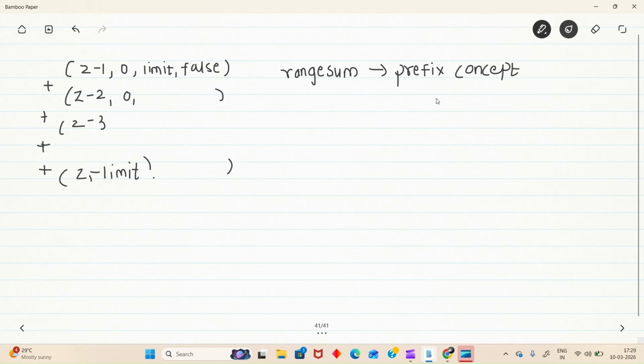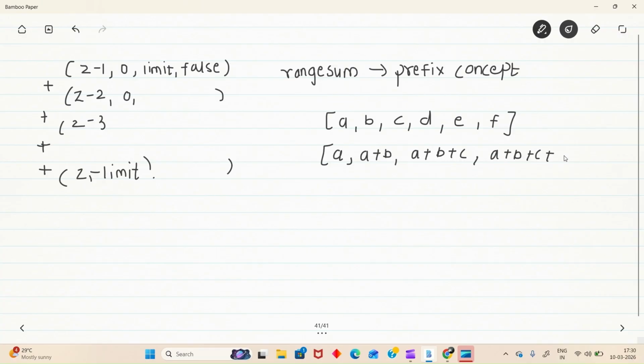If you are aware of the prefix concept, let's say for example you have an array of a, b, c, d, e, f. These are numbers I have just taken as a, b, c, d, e. What will be your prefix sum array? It will be a, a plus b, a plus b plus c, a plus b plus c plus d, and so on. So if you see here, what is this? Repetitive. We will be storing a, then we add the next one. So we will use the previous sum with the current value.